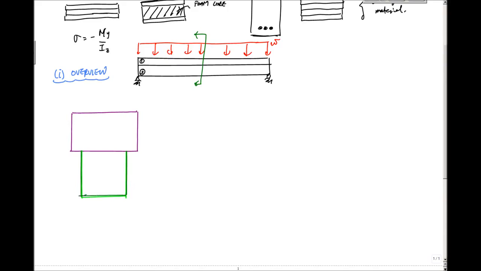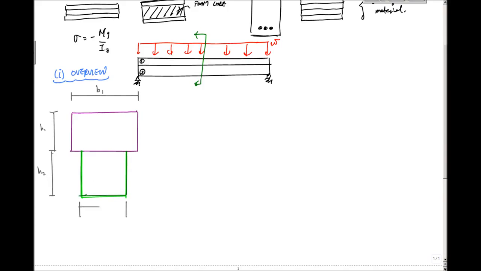Let's say it's got some dimensions. We'll call this B1, the width of material 1, and this is the height of material 1, H1. Here is the height of material 2, and here is the width of material 2, right here.